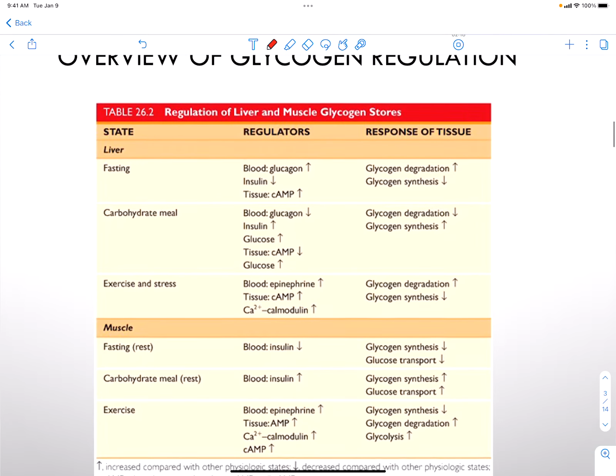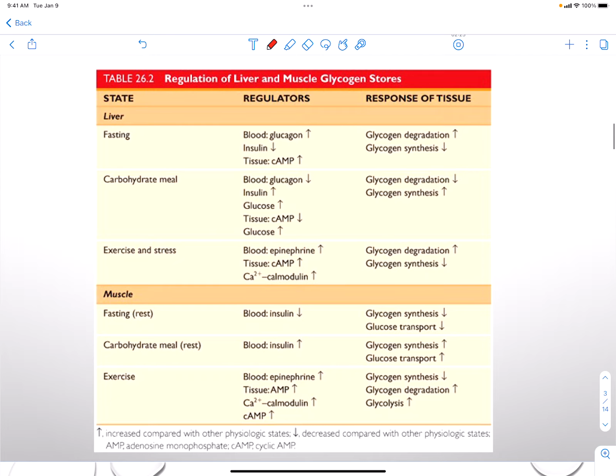So here's just an overview of glycogen regulation. So again, it depends on where we are. So the liver versus muscle. And so the liver, of course, is going to maintain blood glucose levels. So during fasting, you're going to see your degradation of glycogen is going to be activated. And your glycogen synthesis is going to be reduced, of course. And this is just so that your liver can release free glucose so that your red blood cells, your brain, can use those glucose stores as for energy.